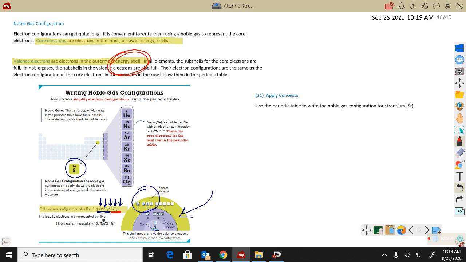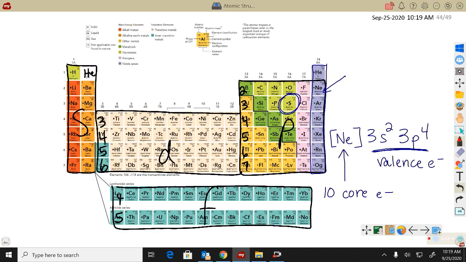All right, let's try strontium. Let's do strontium with that noble gas shortcut. So I'm going to go back to my periodic table and find strontium, 38. There he is, strontium number 38. Okay, so 38 electrons, that's kind of a lot. Now obviously if it's something like carbon, I'm probably just going to write it out. I mean, the shortcut doesn't make it that much shorter. But when I've got 38 electrons, yeah, I'm going for the shortcut.